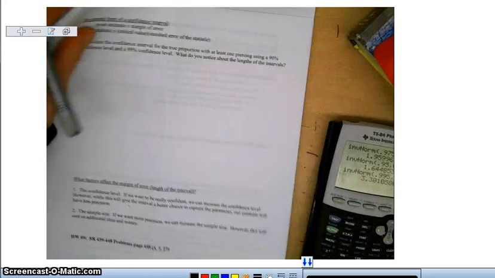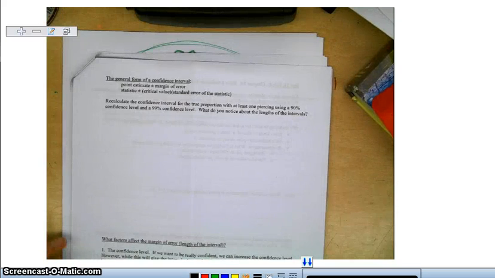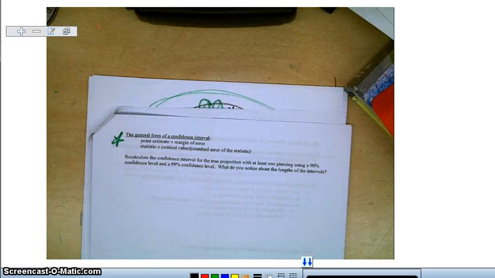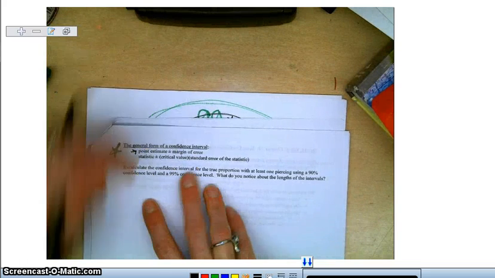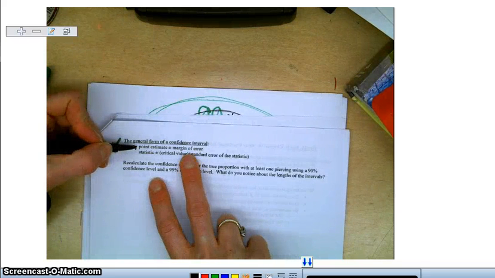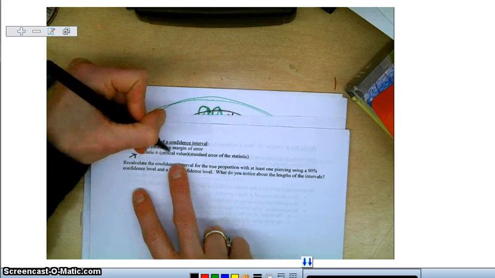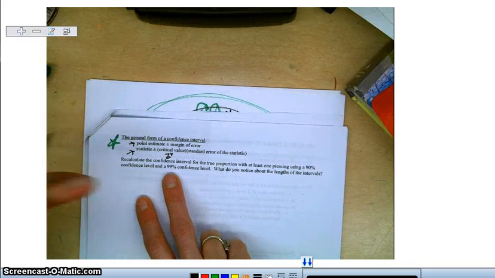There's another example now. This is exactly the same problem we just did. Now at the top, again, a reminder, what's the general form of a confidence interval? The confidence interval is the point estimate plus and minus the margin of error. Again, this is the formula that you'll be given on the AP Stat exam. You might be given this one: the statistic plus and minus the critical value, that's the Z or the T, it's the Z-score right now. That's the number of standard deviations.